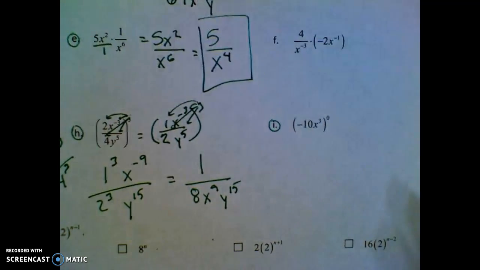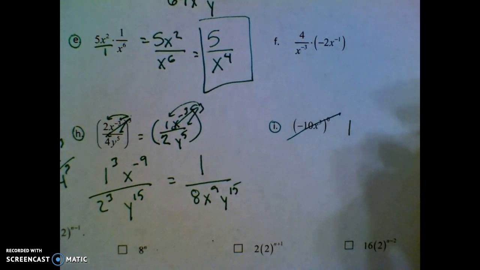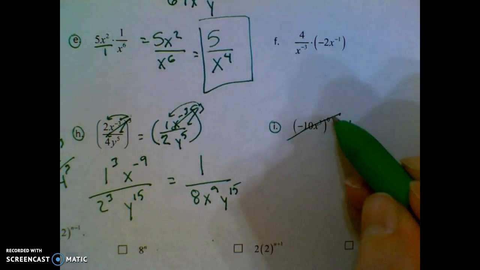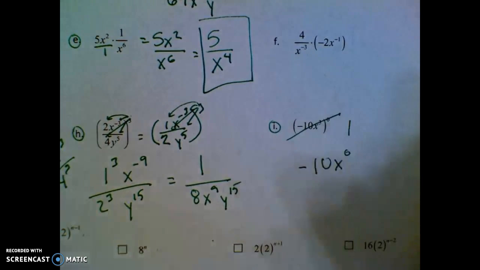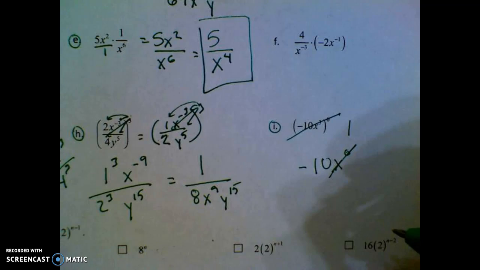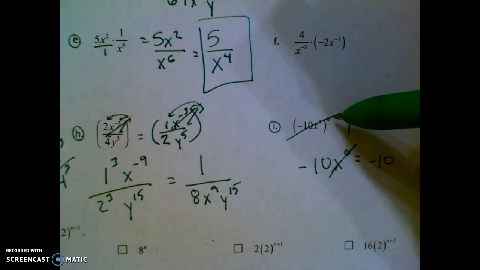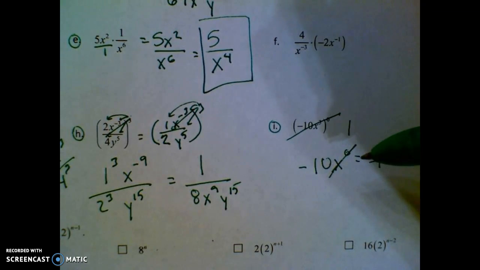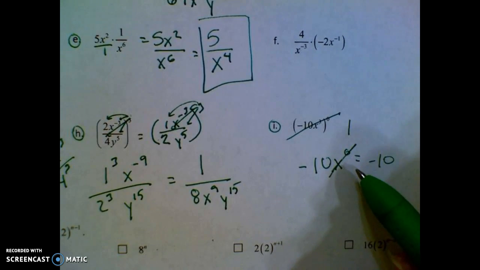All right, and then lastly, I just want to point out, don't forget anything to the 0 power becomes a 1. So this entire thing is a 1 because 0 goes to every term. But if I had something like negative 10x to the 0, only that 0 and the x are touching. So my answer would be negative 10. So just be mindful that 0 changes anything it's touching into a 1, but it's only what it's touching directly. So in this case, it's only touching the x value there.